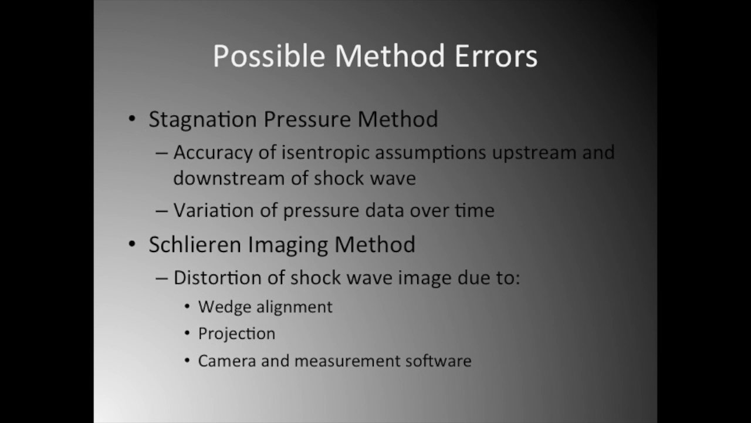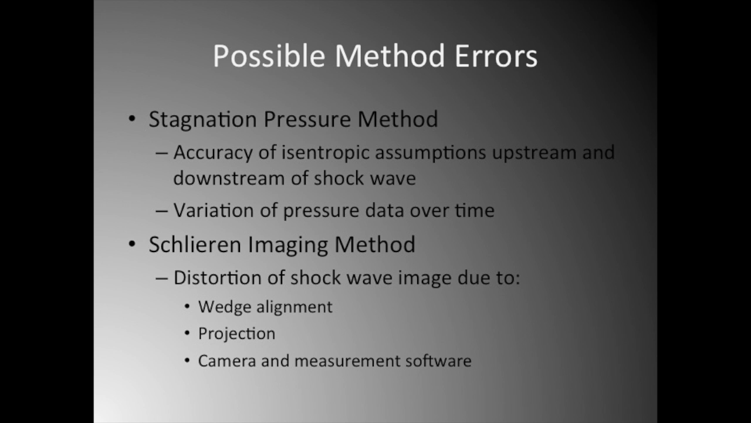Now let's move on to issues with the Schlieren imaging method. Although these images are direct depictions of nature, there are things that can distort the shockwave images. The first of these is the wedge alignment. If the wedge is not aligned parallel to the wind tunnel flow, images will show skewed shockwave angles from the side. Another issue we have is with projection.